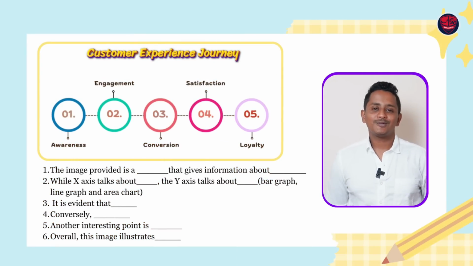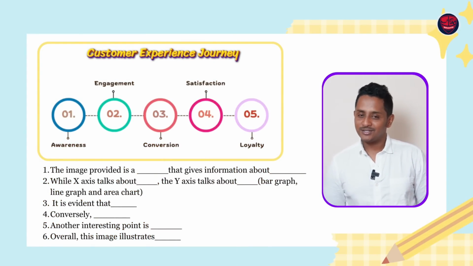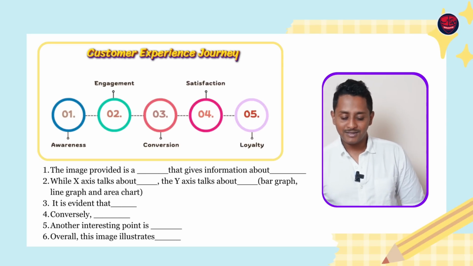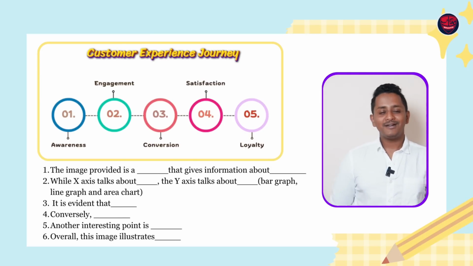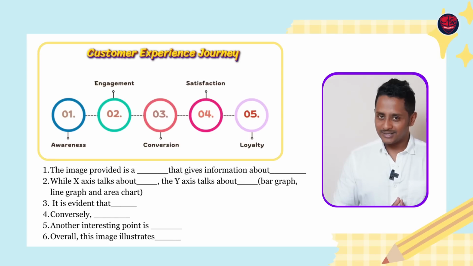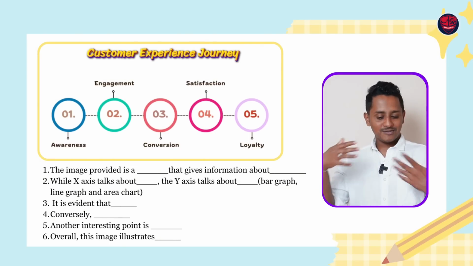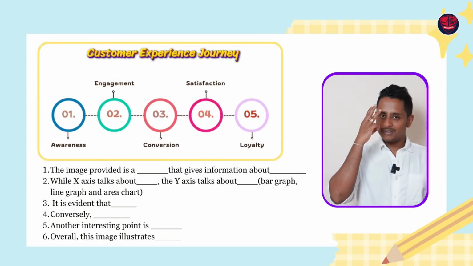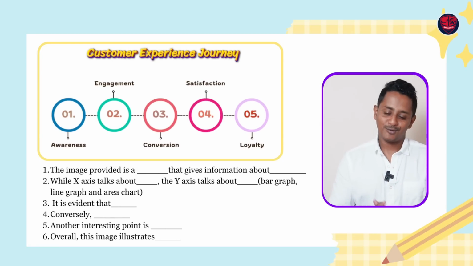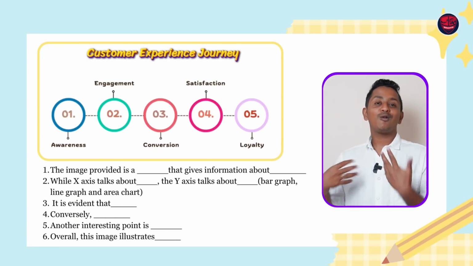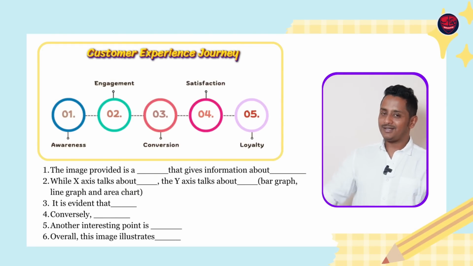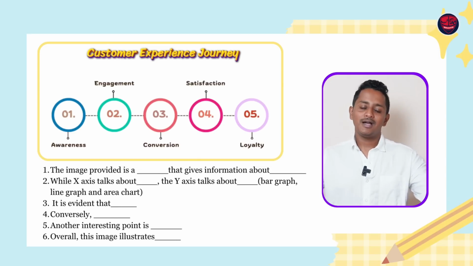The image provided is a process that gives information about customer experience journey. It involves 5 numerics such as 1, 2, 3, 4, 5, which relates to awareness, engagement, conversion, satisfaction and loyalty. It is evident that if the customer experience journey rates 1, it means they are just aware about the product. Conversely, if it means 2, that means the engagement is really good. Another interesting point is the number 3 rating involves conversion of the product. However, number 4 means they're really satisfied about the product. However, number 5 means they're really being loyal to the product. Overall, this image illustrates the customer experience journey over 5 different ratings: awareness, engagement, conversion, satisfaction and loyalty.